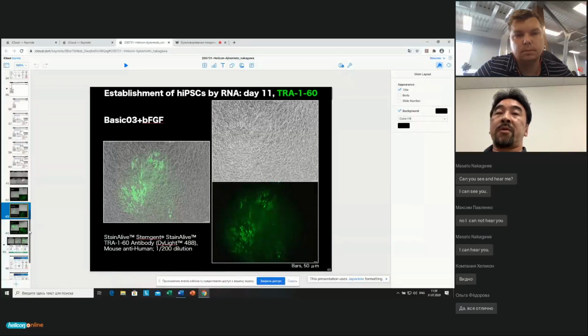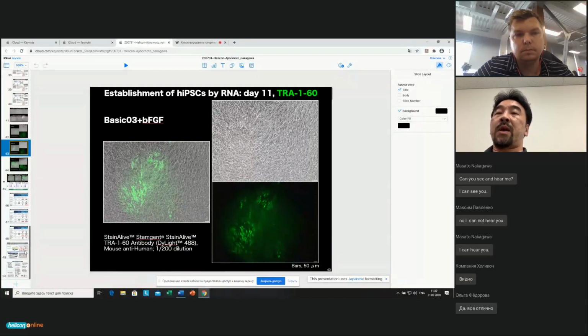This is basic 03 plus basic FGF. We cannot see any iPS-like colony, but some cells are stained with Tra-1-60. But we thought these cells are not iPS cells. Next slide, please.